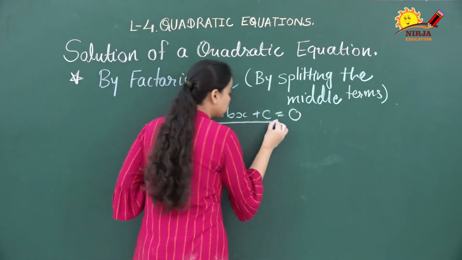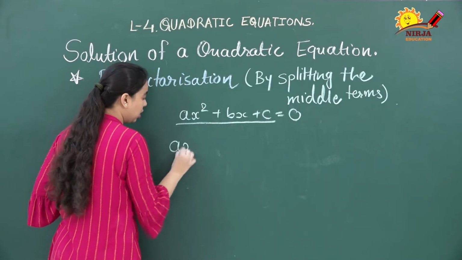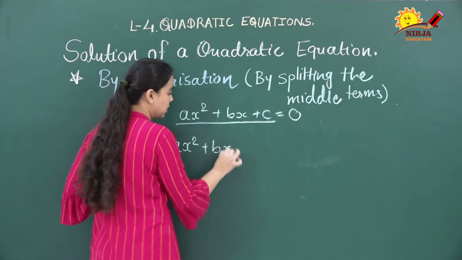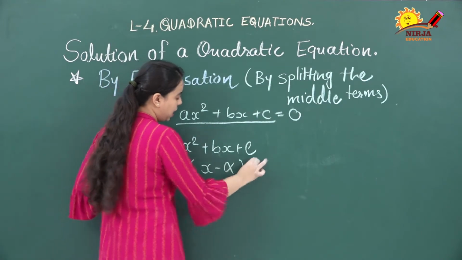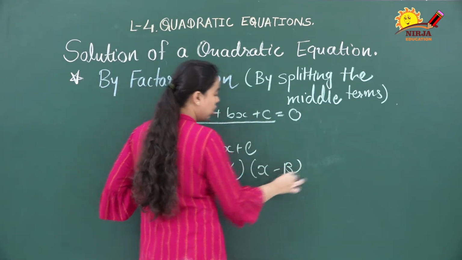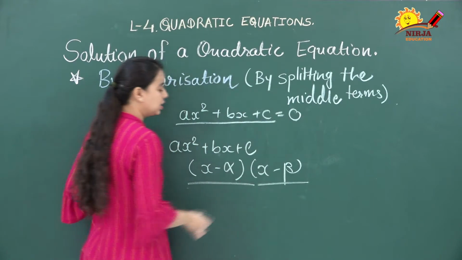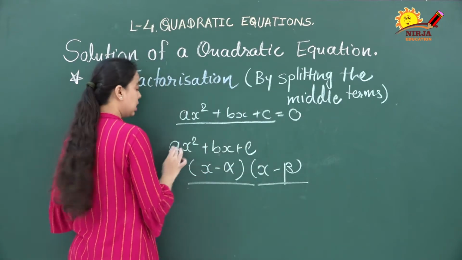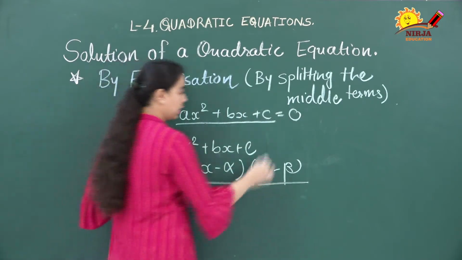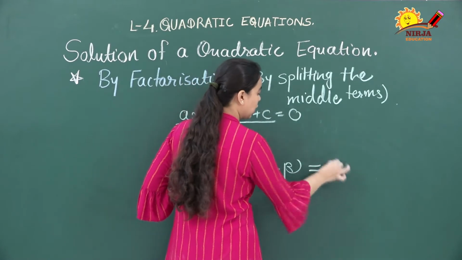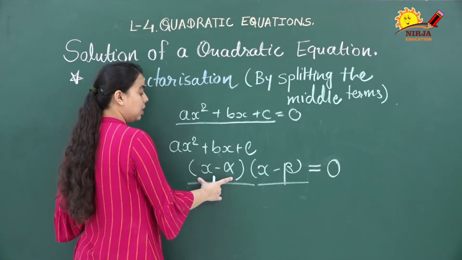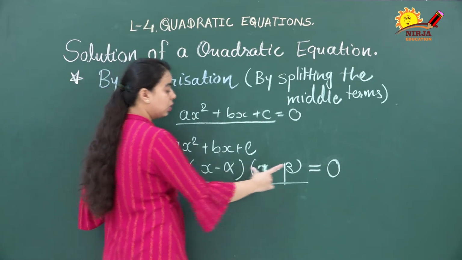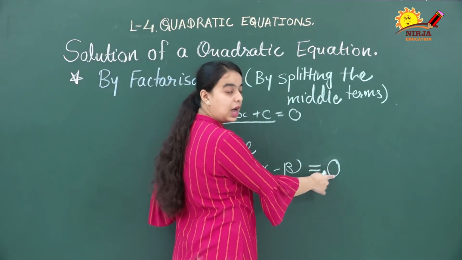Suppose I am going to factorize this polynomial, ax square plus bx plus c, and I get the factors as x minus alpha and x minus beta. So x minus alpha and x minus beta are the factors of this polynomial. And if we write the quadratic equation equal to 0, that means if any of these terms becomes 0, then we are going to get the answer as 0.